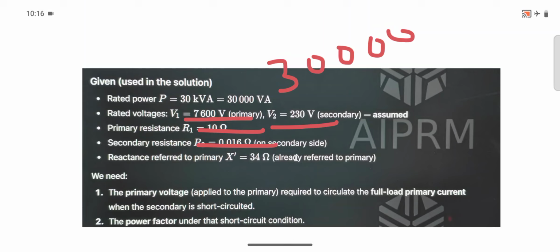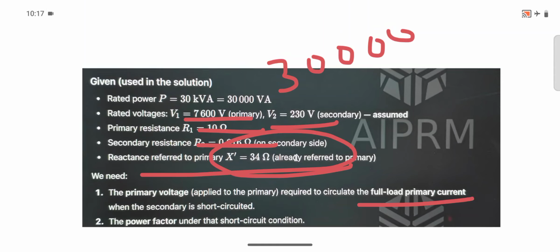As we know, in a transformer there is a primary side and a secondary side. Voltage is also given for the primary side and secondary side, and resistance is also given. Now the reactance referred to primary is 34 ohm, already given. We need the primary voltage to calculate the full load primary current when the secondary is short circuited, and the power factor under the short circuit condition.